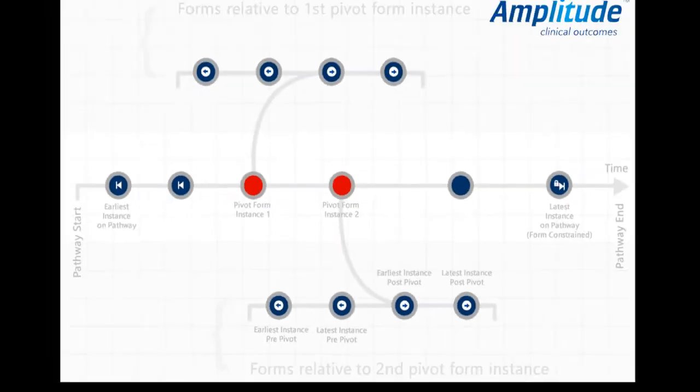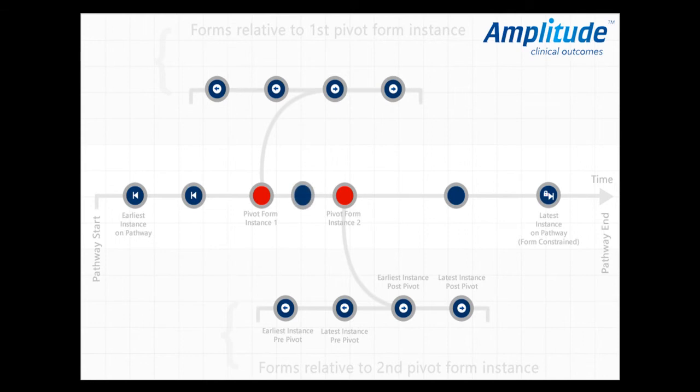So let's imagine we have a form in the middle of our pivot forms. As you can see, it's the latest instance pre-pivot to the second pivot form, but the earliest instance post-pivot to the first pivot form. Go back to the form template.